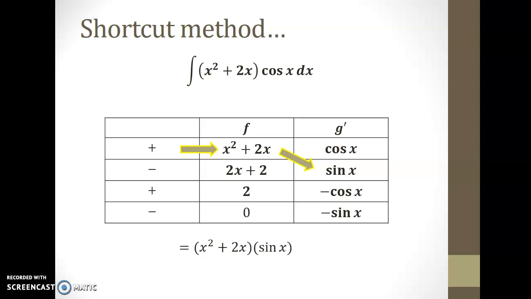So let's move on to the second term. Now we're going to subtract the product of 2x plus 2 with minus cos of x. And then we will add the product of 2 with minus sine of x. There's no need to go any further because at the next row we start having products involving zeros.